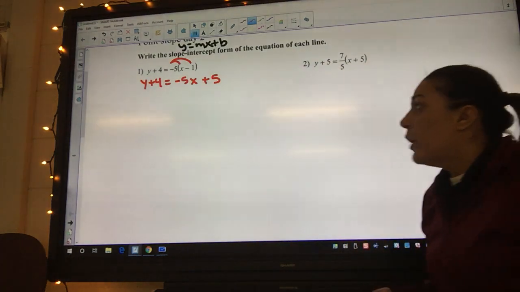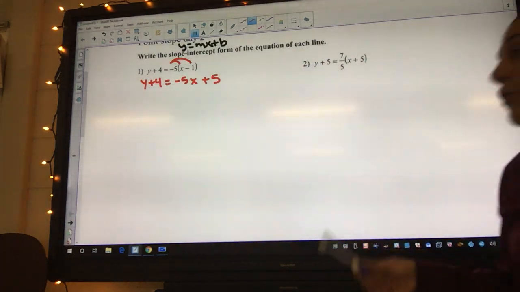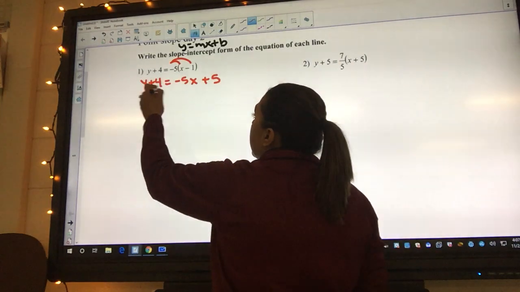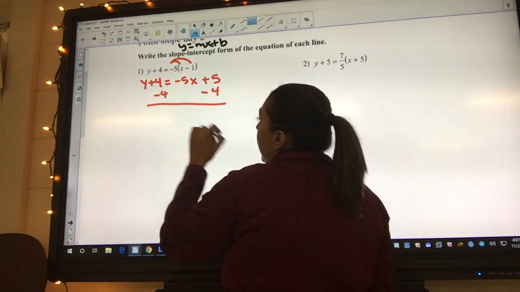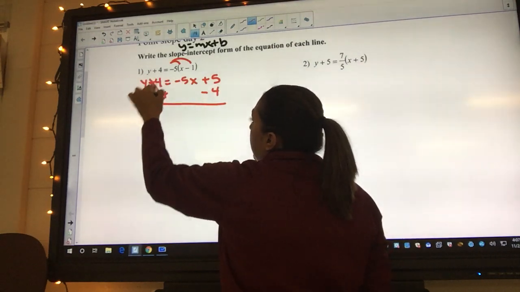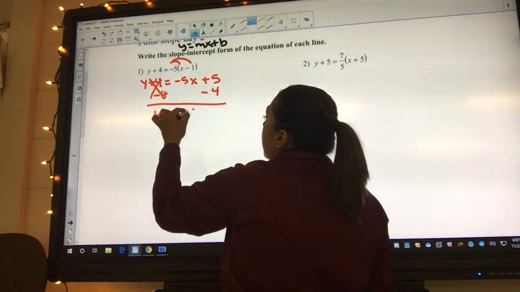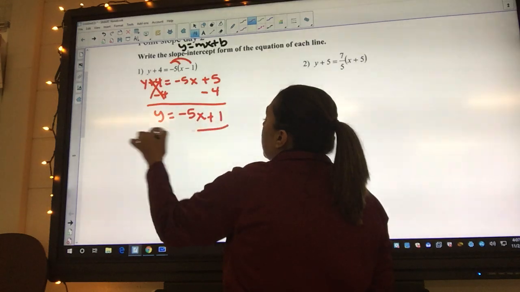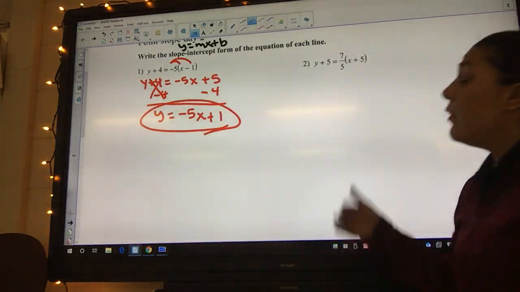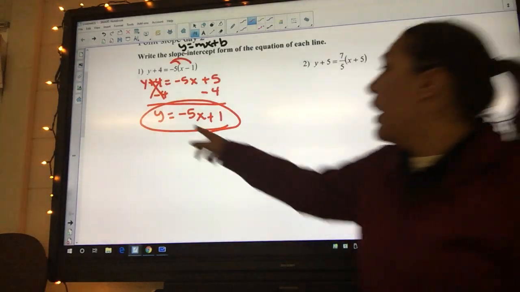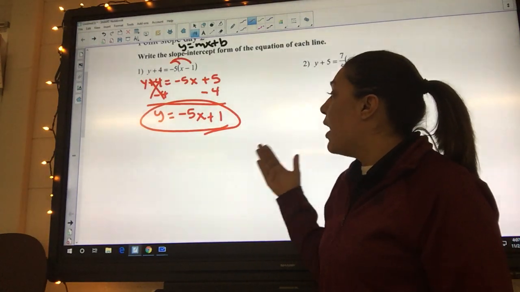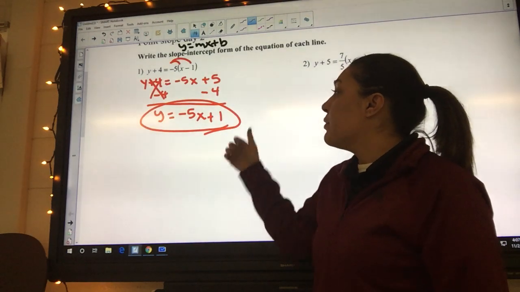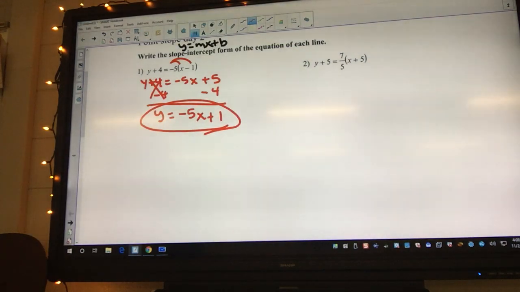And then we say, well, what do we need to do next? We're trying to get y all by itself, so we're just going to say minus 4, minus 4. And it's got to go under this 5 because it has no x, so we can't put it under that one. So it's y equals negative 5x plus 1. Now it's in that slope-intercept form, y equals mx plus b. So our b, or our y-intercept, is 1, and our slope is negative 5, or negative 5 over 1.